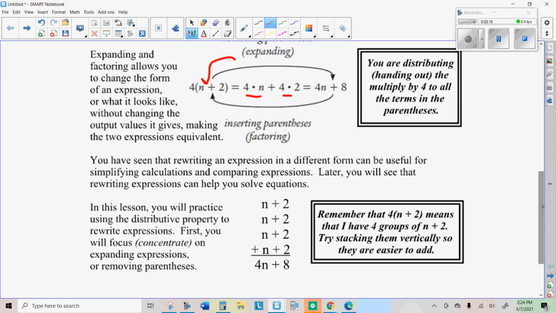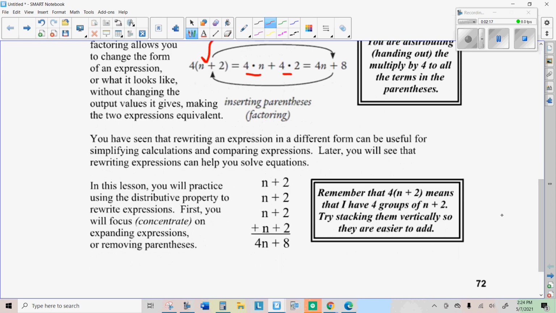Okay? Now, one way that we can change it to expanded form is we can just put the groups, that means what's in parentheses, however many times there are, and add those up. So we have n 4 times here, that makes 4n, and we have 2 4 times, which makes 8.